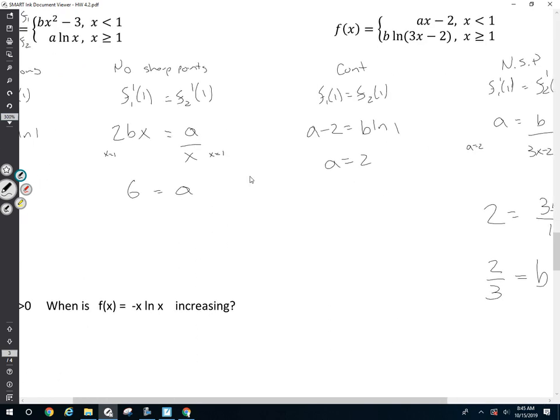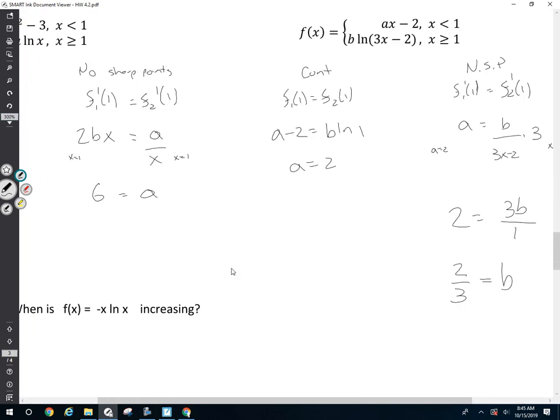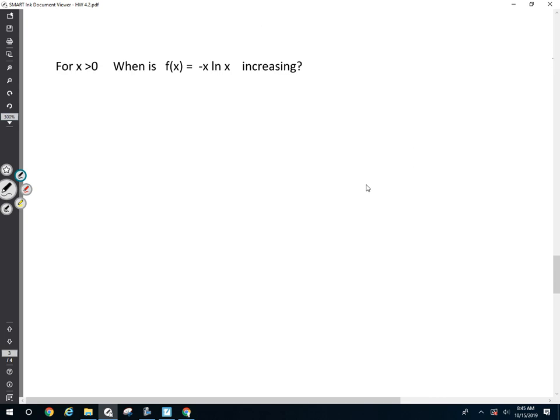Okay. All right, some function analysis. When is negative x log x increasing? It's increasing when its derivative is positive. So I'll have to find the derivative, find the zeros. Get negative log x minus 1. Set that equal to 0. Okay, I'll add 1. Divided by negative 1, I get log x has to equal negative 1.